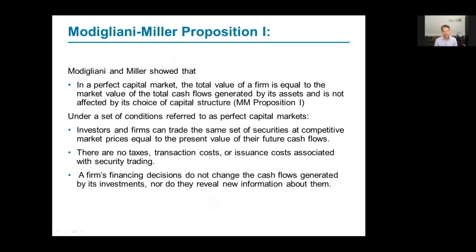The main theory behind the first part of the class is MM theorem number 1, which states that in perfect capital markets, the total value of the firm is equal to the market value of the total cash flows generated by its assets, and it's not affected by the choice of capital structure. Again, this is only true under perfect capital markets. And here are the key conditions of perfect capital markets. The main one that we'll flex is taxes. So the first part of the class will be assuming no taxes, and then in the second part, we will introduce taxes.